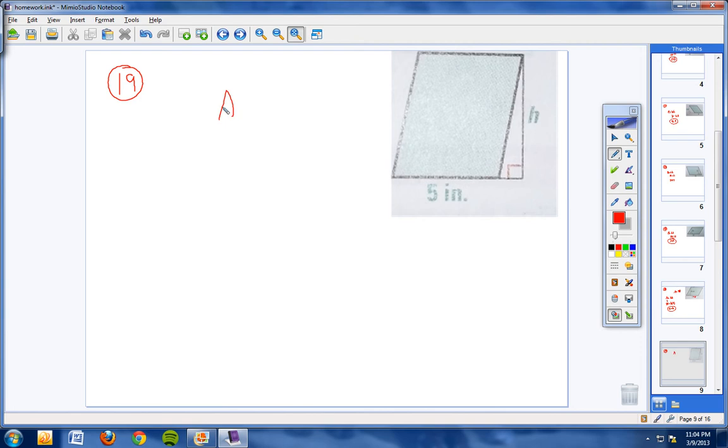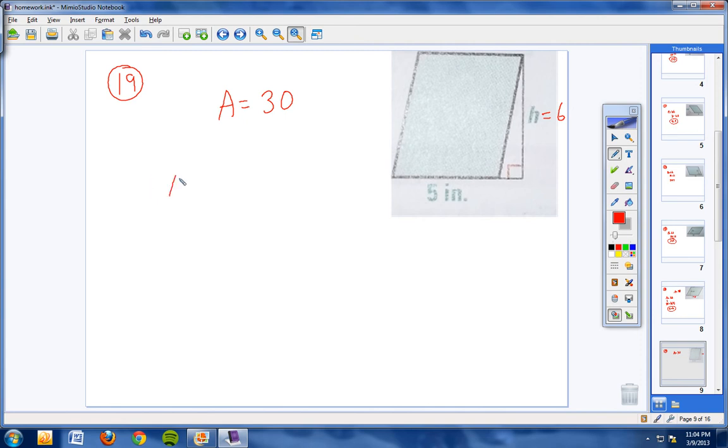On number 19, I did not cut and paste this, but they give you an area of 30. An area of 30. Now, some of you can do this in your head. To me, it's obvious the height would equal 6, because 5 times 6 gives you an area of 30. But if you're watching this video, that probably means you need some help. So let's work this out.